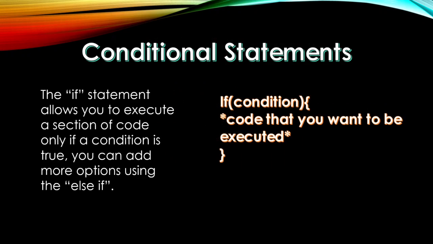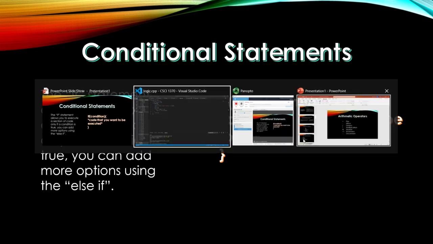Let's move on. Conditional statements. The if statement allows you to execute a section of code only if a condition is true. You can add more options using the else if. This is the structure of an if statement. You're going to put if, open parentheses, set a condition, open a bracket and a closing bracket, and whatever is inside those two brackets is the code that you want to be executed.